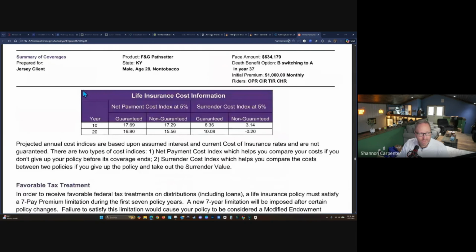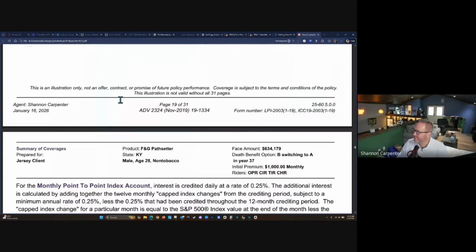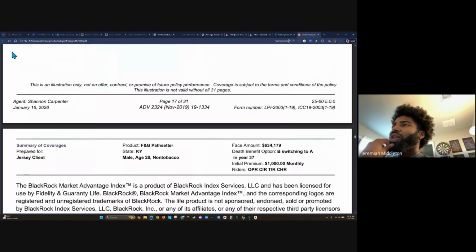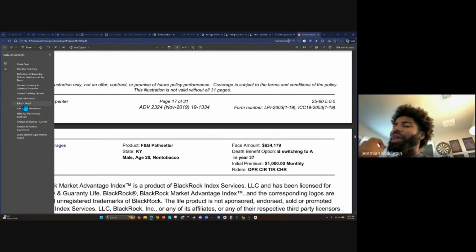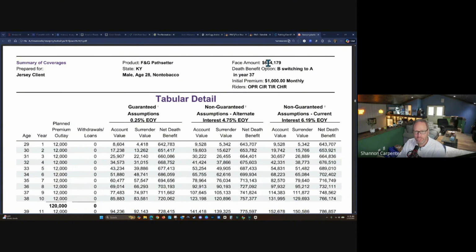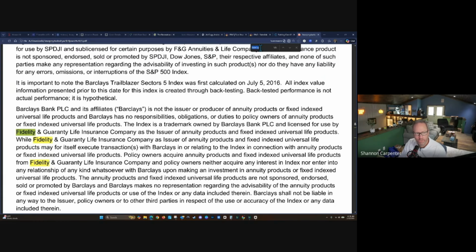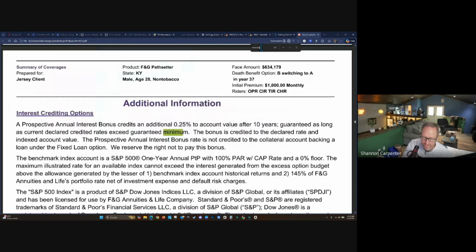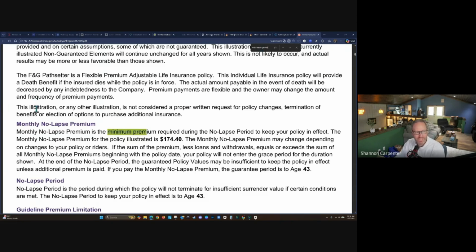Now to the second part. This is the fun part. Question: how do you know how long they can pay that minimum payment without it lapsing? Very good question. On this PDF, hold down Control and hit F, and your search will pop up. If you type in minimum premium, it'll take you to the definition page. It says the monthly no lapse premium is the minimum required during the no lapse period to keep it in effect, and it's guaranteed until age 43. Do the math, it's 15 years every time.